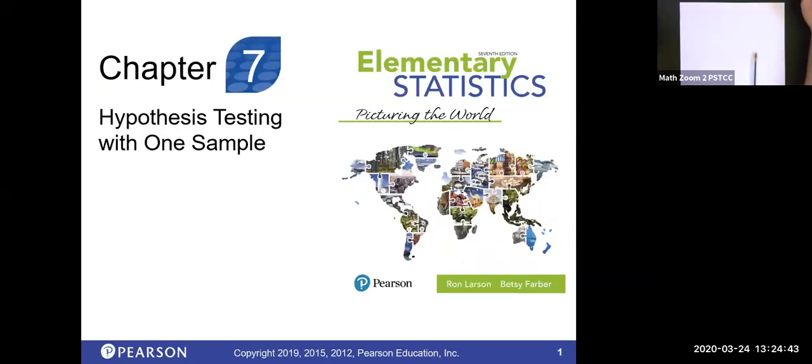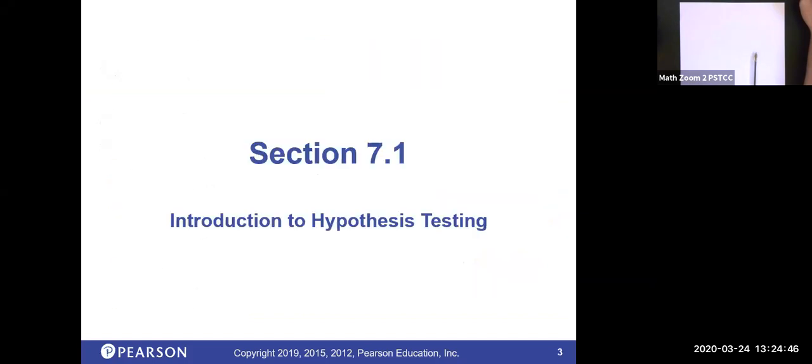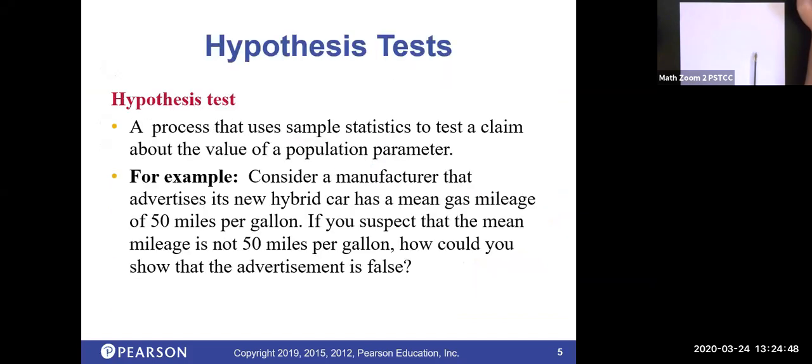Let's begin talking about hypothesis testing. A hypothesis test is a series of tests in order to prove or disprove a claim. When it says we're using sample statistics, it's going to be everything we've worked with in the past, mean, standard deviation, population parameter, etc., to describe population parameters such as the mean, proportion, variance, or standard deviation.